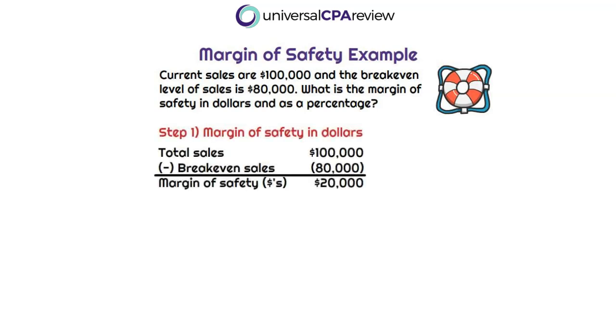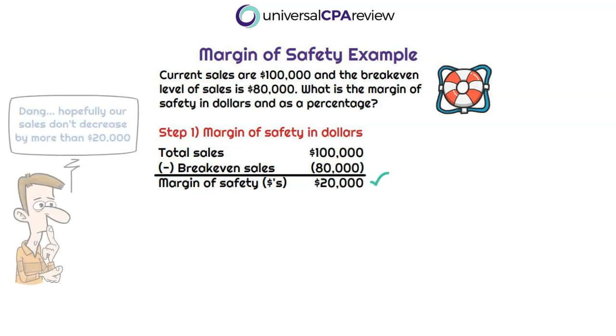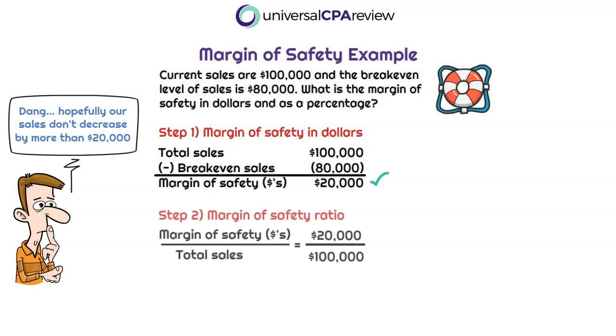Well, in step one, for the margin of safety in dollars, we just take total sales or current sales of 100,000, subtract the break-even sales of 80,000, and that means the margin of safety in dollars is 20,000. So if sales were to go down $20,000, then they would be at that break-even point, which means they're not generating a profit or a loss, but they're at break-even. Now, if we want to express this as a ratio or percentage, well, we just take that margin of safety in dollars of 20,000, divide by total sales of 100,000, and that equals 20%.